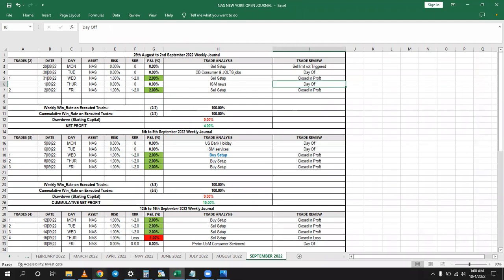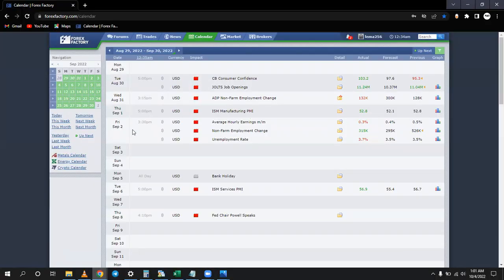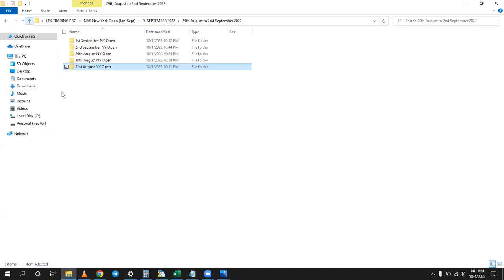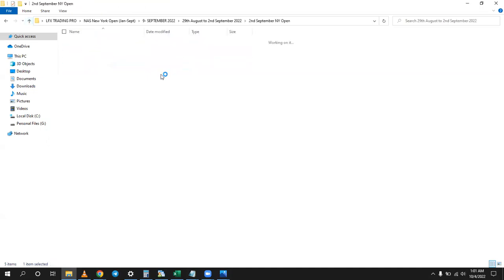2nd of September, we had NFP, but now NFP is released before the open. So meaning we could trade the open, right? Because after the open, we wouldn't have any manipulation from the news, right? So let me open that folder, second, let me see the notes I had.